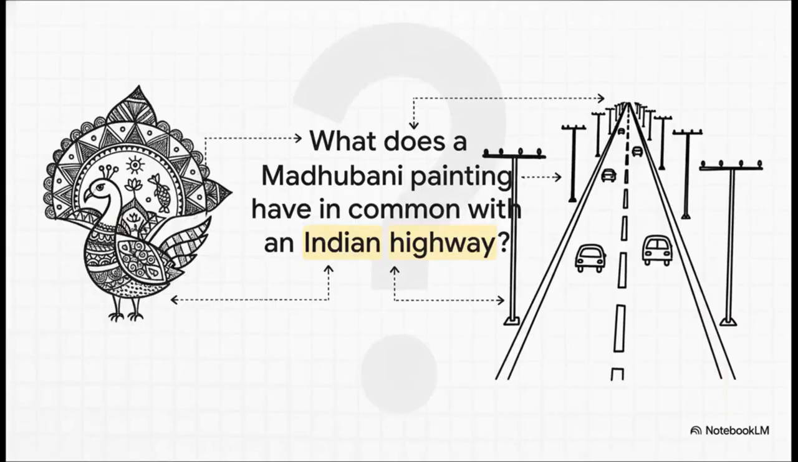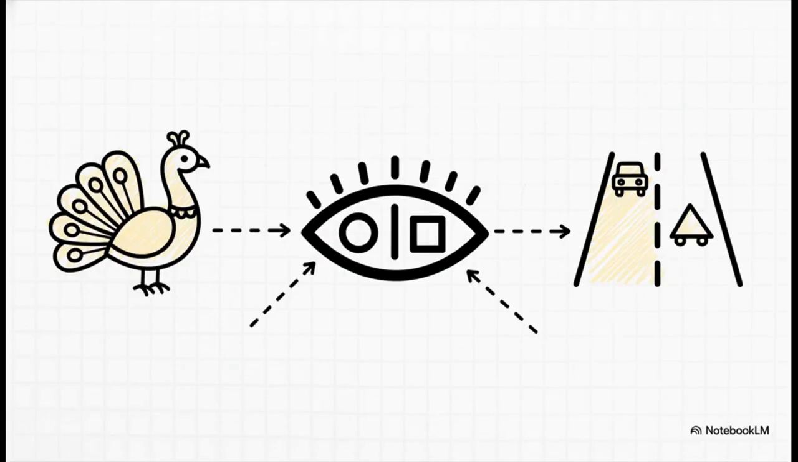Okay, let's start with a bit of a puzzle. Picture this. On one hand, you've got the beautiful, intricate storytelling of a Madhubani painting. And on the other, you have the straight, functional, guiding lines of a national highway. I mean, they seem like total opposites, right? What could they possibly share? Believe it or not, they're both composed using the exact same visual language. It's a universal language that doesn't use words, but speaks to us through what we see.